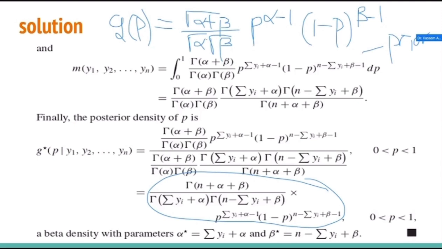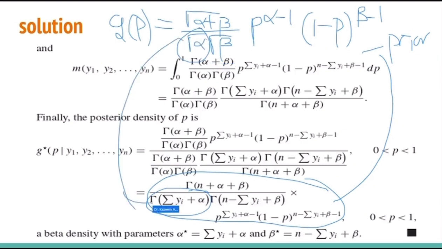Compare this with that. You're going to see that our alpha star, if you compare, is actually the summation of y plus alpha. So if you take a look at this and this, it means your new alpha is alpha plus the summation of yi, which is called alpha star. Alpha star is the parameter of the posterior. Then the original alpha is the parameter of the prior.